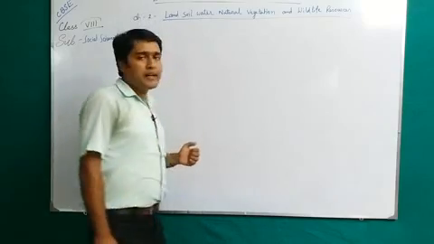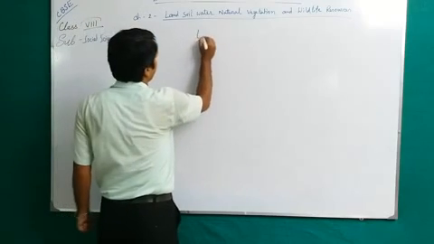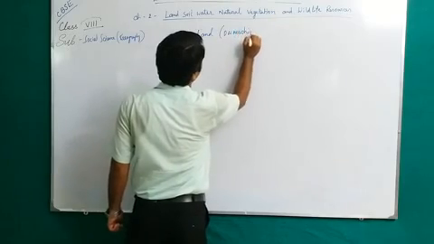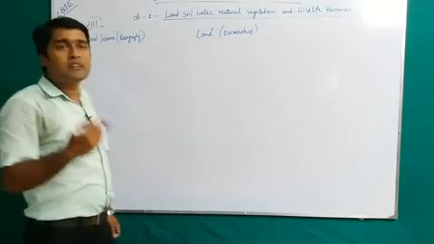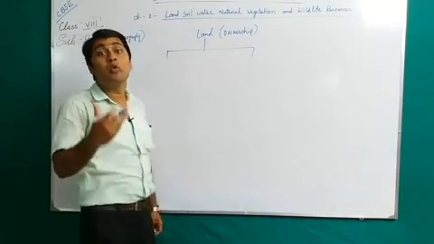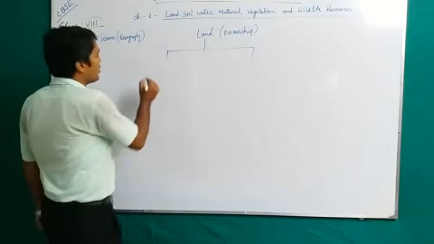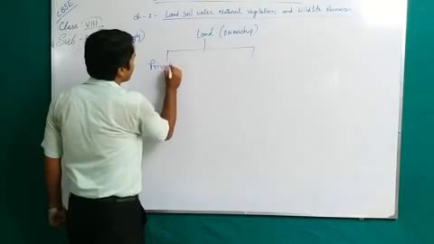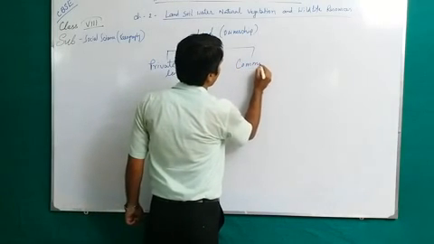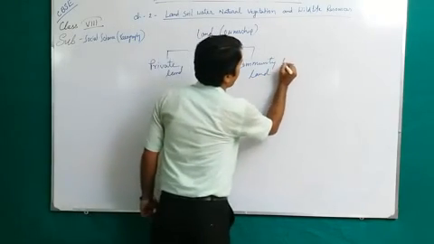In your book you will see that land, on the basis of ownership, can be classified into two types. What is the meaning of the term ownership? Ownership means who is the owner of the particular land. On the basis of ownership, land can be classified into two types: one is private land, and another is community owned land.